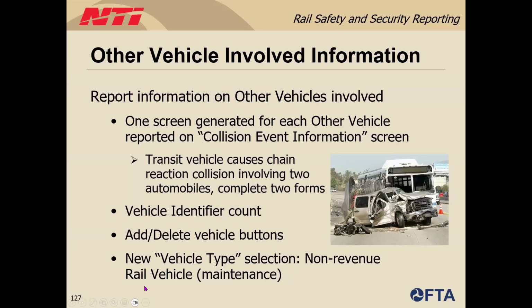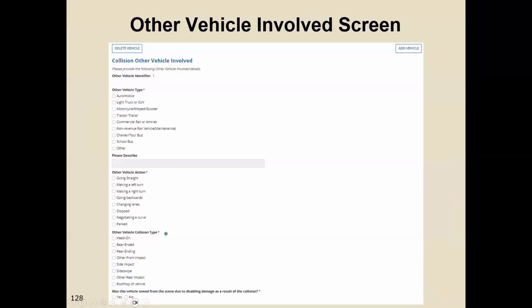As noted earlier, when reporting collisions that involve a non-revenue maintenance vehicle, excuse me, we now have a selection on the other vehicle form that says non-revenue rail vehicle maintenance. So you would choose that instead of choosing other or any other selection. This is the other vehicle involved screen. And again, we'll go through each of these options momentarily.